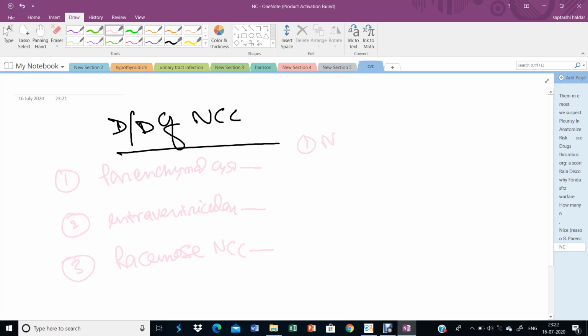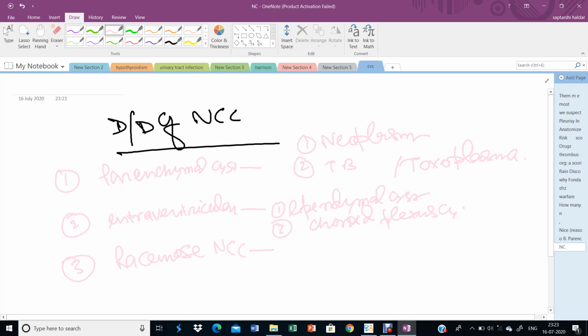Differential diagnosis. What are the differential diagnoses of parenchymal cyst? These include neoplasm, TB, or toxoplasma. These three are differential diagnoses when it is happening in the parenchyma of the brain. And what are the differential diagnoses when cyst is found intraventricular? One is ependymal cyst, and the second one is choroid plexus cysts.